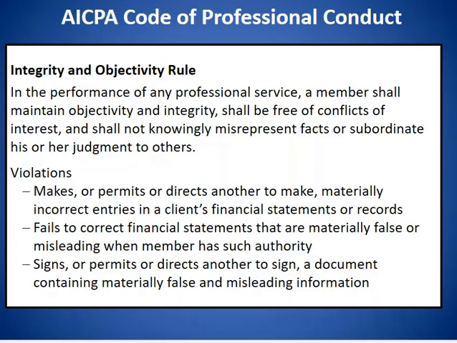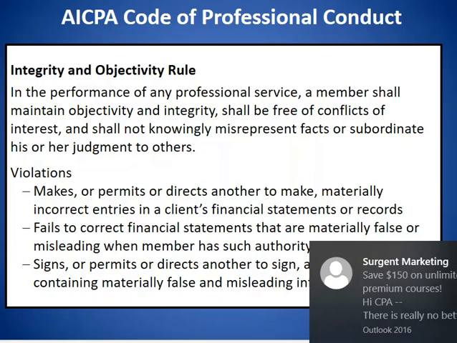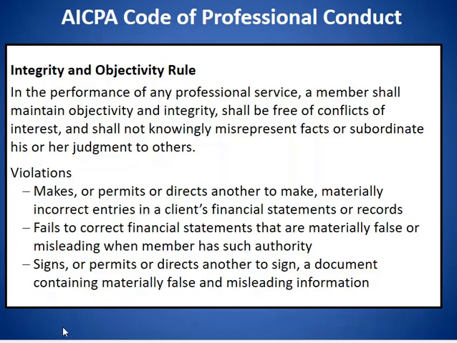Another violation is if the CPA fails to correct financial statements that are materially false or misleading when that member has such authority. And lastly, another violation is when the CPA signs, permits, or directs another to sign a document containing materially false and misleading information. So these would be violations of the integrity and objectivity rule. And again, when you read about these, if you have any sense of ethics, you can see why these are violations.